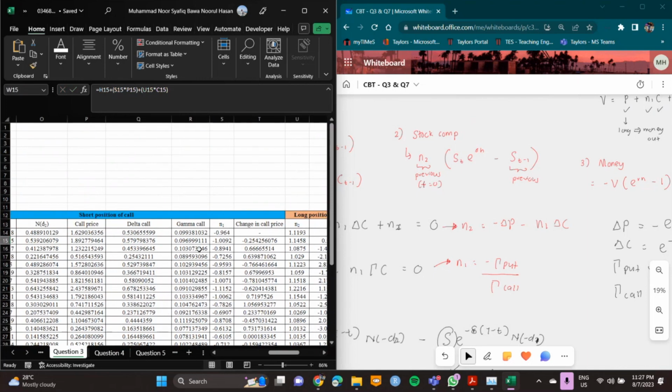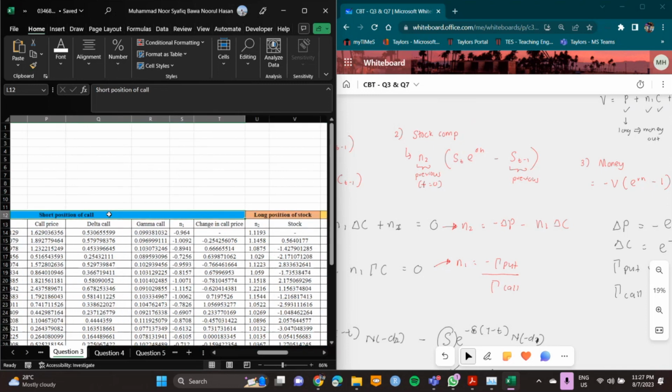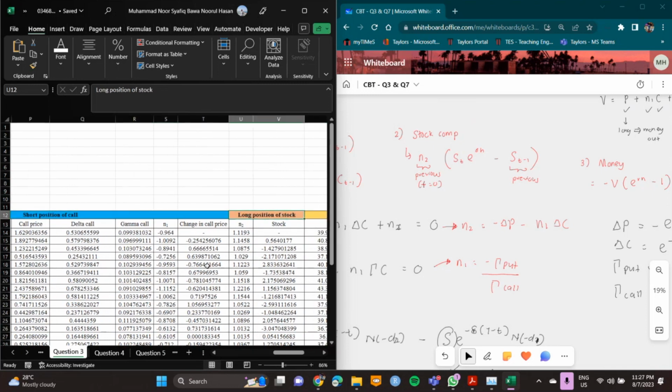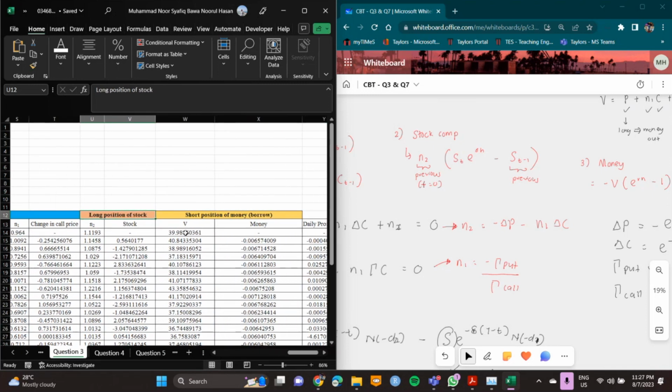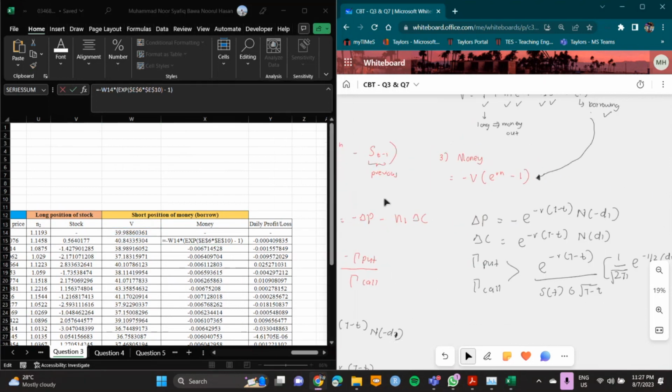So when you have a long position of put, short position of call, and long position of stock, your money out is higher than the money in. So this is your short position of money, which is the borrowing. When you do the borrowing, you can find the money component values, which is negative V times, with the formula at number 3 here, negative V times e power rh minus 1.